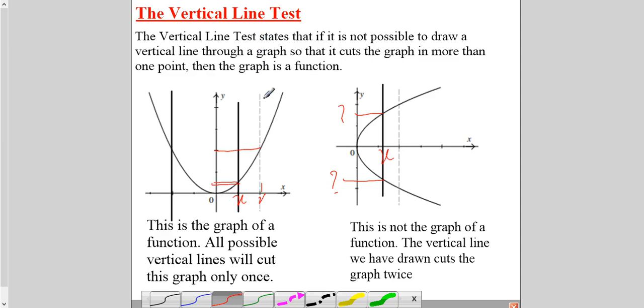So the vertical line test is a quick and easy way to figure out whether the expression is representing a function or not. But this is for understanding. It doesn't mean you will sketch the graph every time and then draw the vertical line. Sometimes a graph is given to you and they ask, is it representing a function or not? There you can apply this technique.